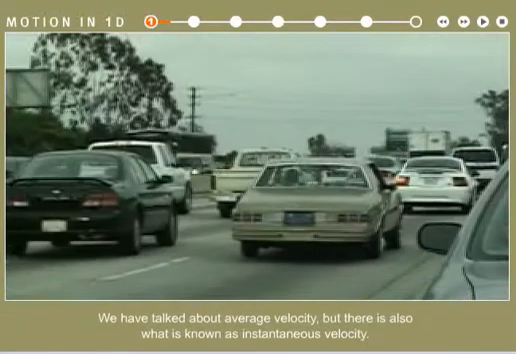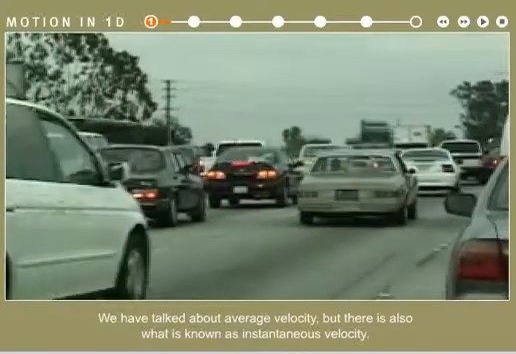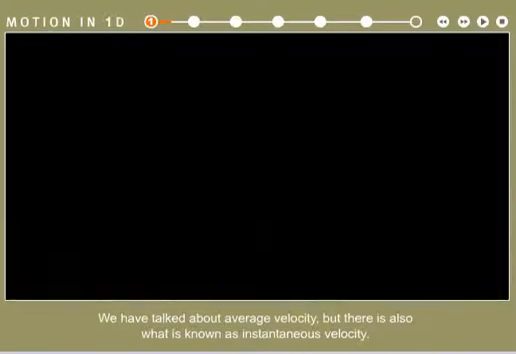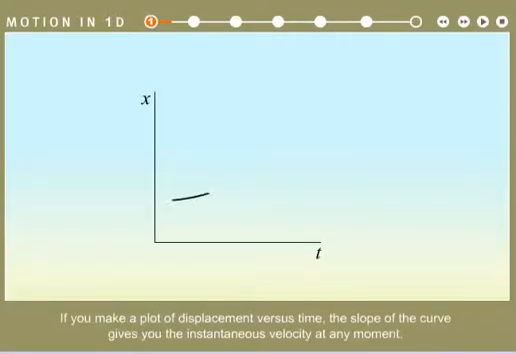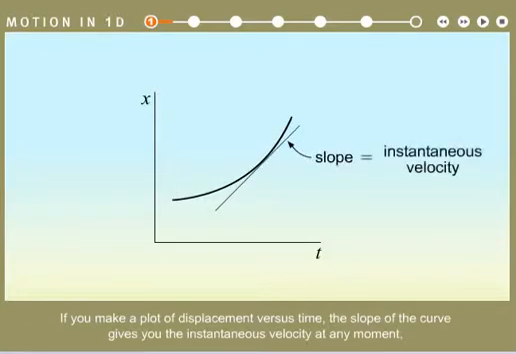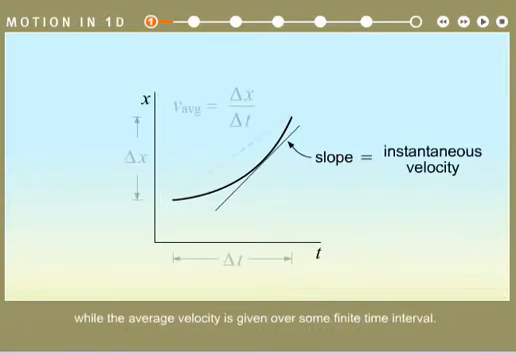We have talked about average velocity, but there is also what is known as instantaneous velocity. If you make a plot of displacement versus time, the slope of the curve gives you the instantaneous velocity at any moment, while the average velocity is given over some finite time interval.